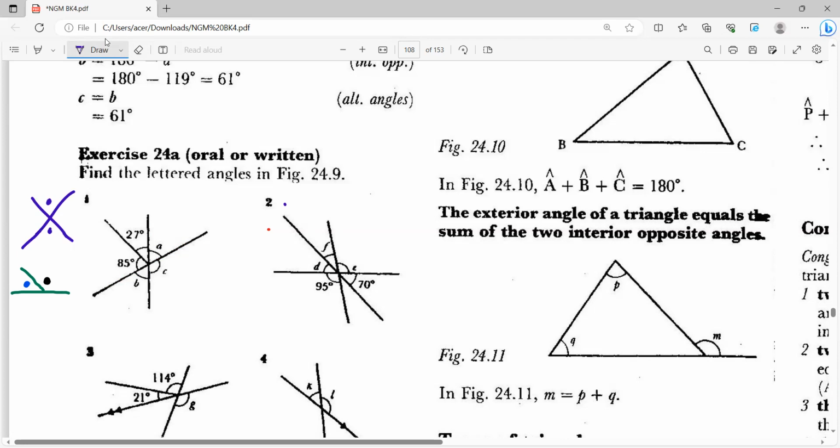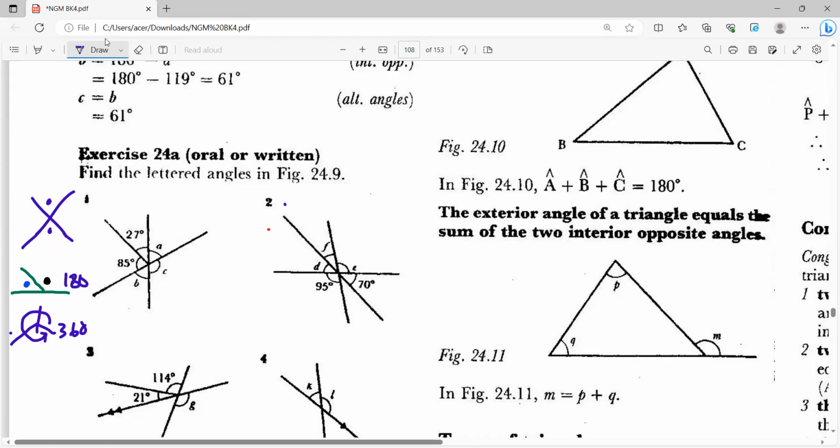Okay, now we're on number 2. So number 1 and number 2 are not that different. We're simply going to use the same rules. We don't have any parallel lines, so the rules that we'll be using are only these 2, and maybe if you want the third one, it can be all angles around a point add up to 360. Are we together?